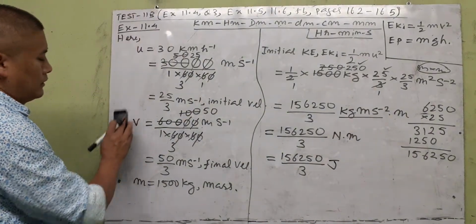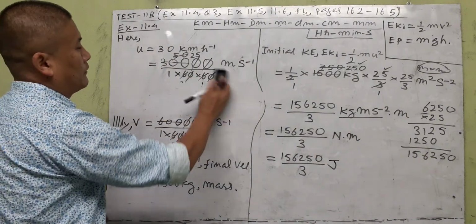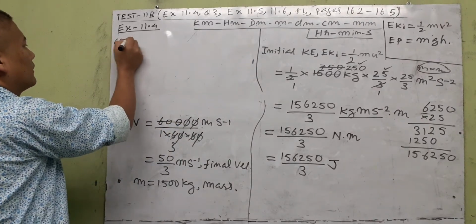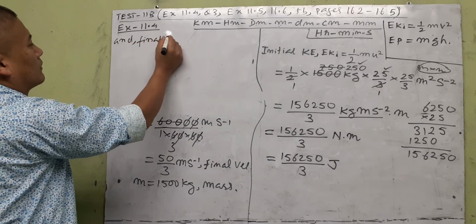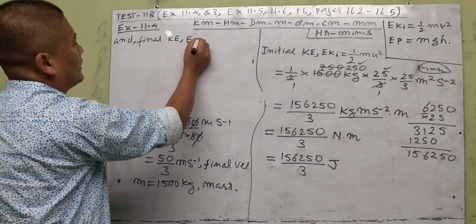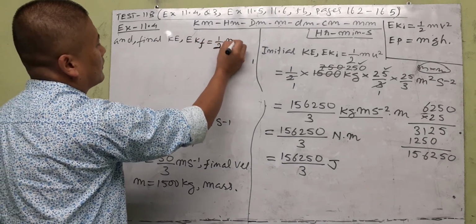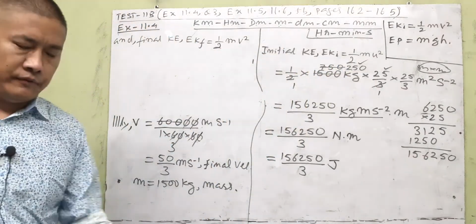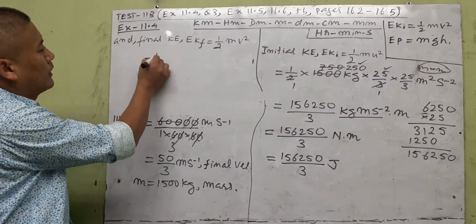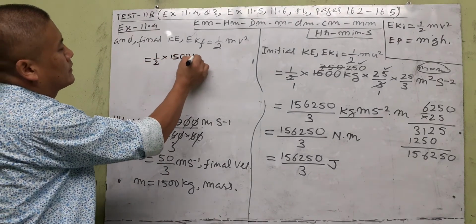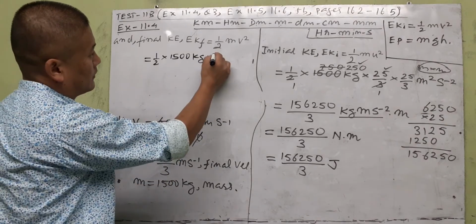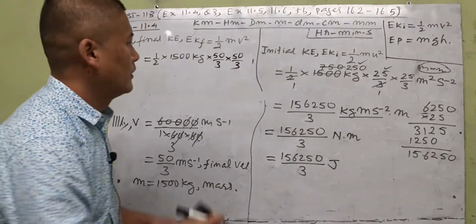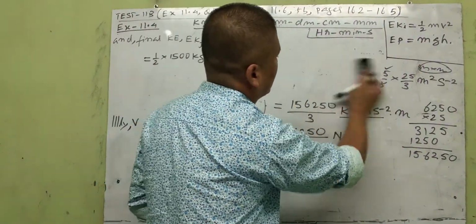Similarly, you can calculate the final kinetic energy. So you write here the final kinetic energy, which is EKF. If we were to put, that will be half into m, and final velocity v square. Initial is u and final is v. That's the only difference. So here half into m is 1500 kg, v is, as you can see here, 50 by 3, 2 times. Right, so I might as well remove this step because you're not going to need it anymore.